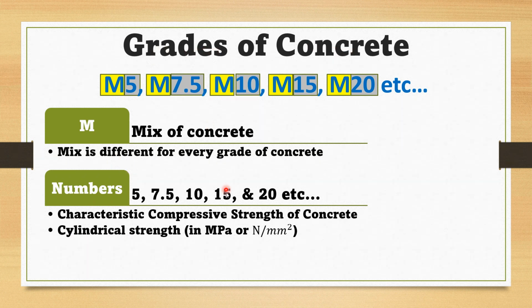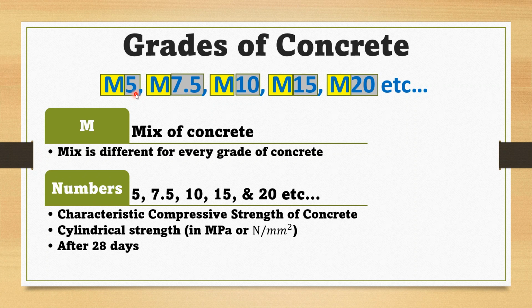This is the cylindrical strength of the concrete grade after 28 days. What will be the unit of the strength? It will be in megapascals or in Newton per square millimeter. It can be in either unit. So M stands for the mix ratio and the number stands for the compressive strength of the concrete cylinder after 28 days. You have to cast a cylinder and test it in a universal testing machine for its characteristic compressive strength after 28 days.